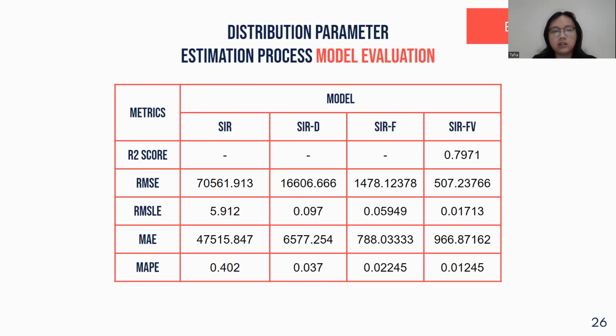The results obtained can also be categorized as strong because it is more than 0.67 and not overfitting because it is not more than 0.95. The RMSE, root mean square error, and RMSLE, root mean squared logarithmic error, values are smaller and closer to 0 compared to CIR, CIR-D, and CIR-F modeling. The mean absolute error value is smaller and closer to 0 compared to CIR and CIR-D modeling. The mean absolute percentage error value is smaller and closer to 0 compared to CIR, CIR-D, and CIR-F modeling.